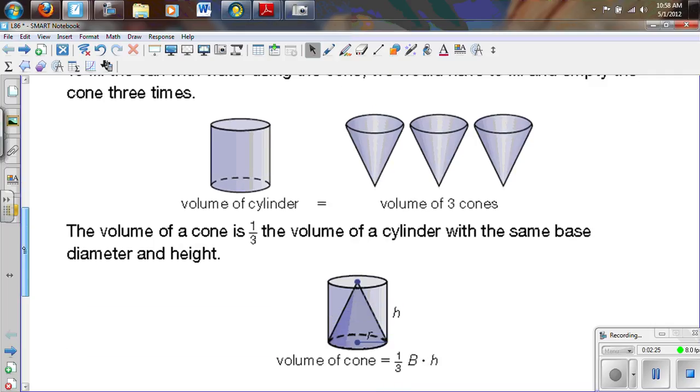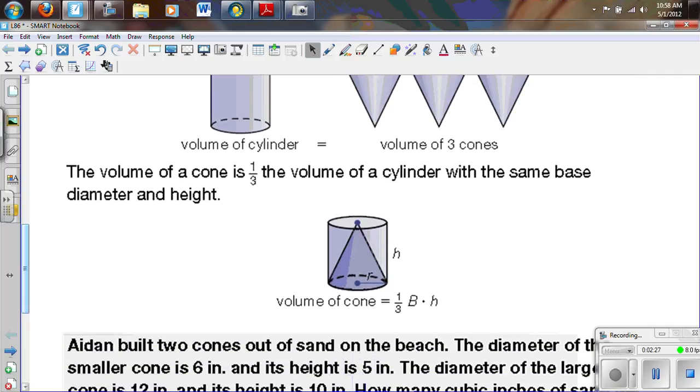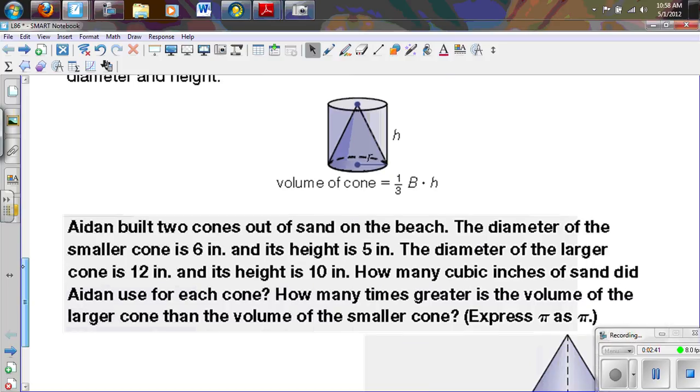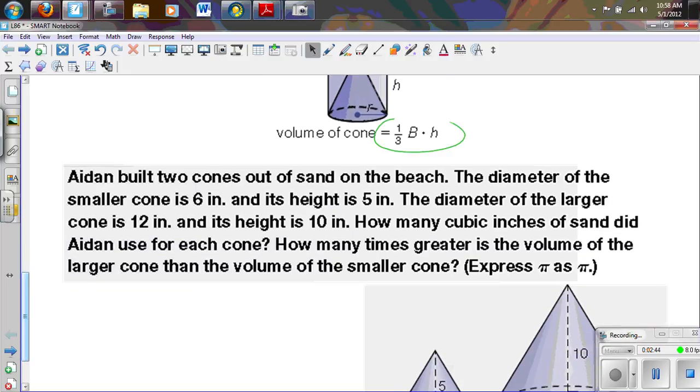So then, the volume of a cone is 1/3 of the volume of the cylinder. If it takes 3 to fit in, then it has to be 1/3. So anytime we have cones, all we need to do is take 1/3 of the volume of the cylinder. And so there's that formula, 1/3 base area times height.